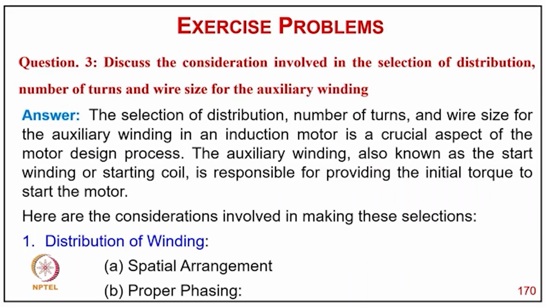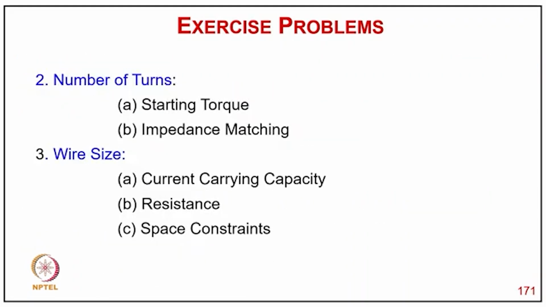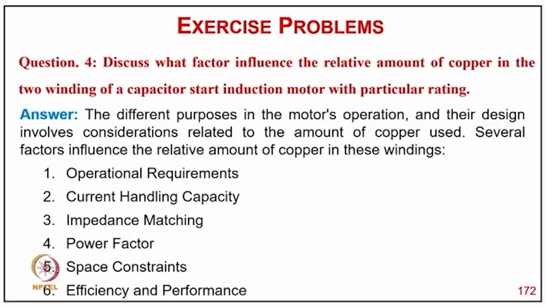Here are the considerations involved in making these selections. First is the distribution of winding, like spatial distribution or proper phasing. Second is the number of turns, like starting torque and impedance matching. Third is the wire size, like current carrying capacity, resistance, and space constraints.